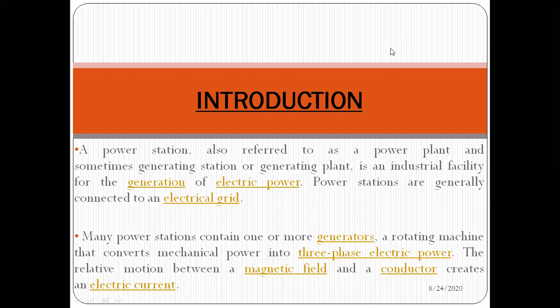Now, another introduction about generating stations: many of the power stations contain more than one generator, and these generators are rotating machines that convert mechanical energy into three-phase electrical power. After that, this three-phase electrical power is transmitted with the help of a transmission network using transmission lines and power transformers. After that, this power can be distributed with the help of a grid station, and this whole network is called your power system.